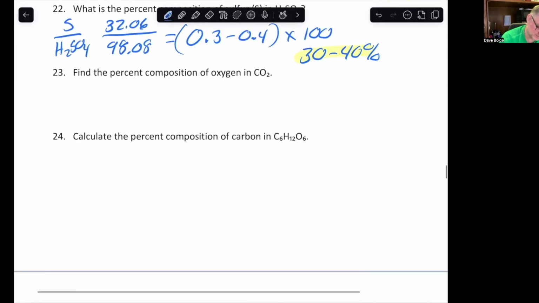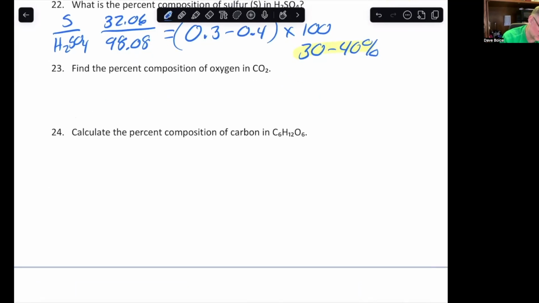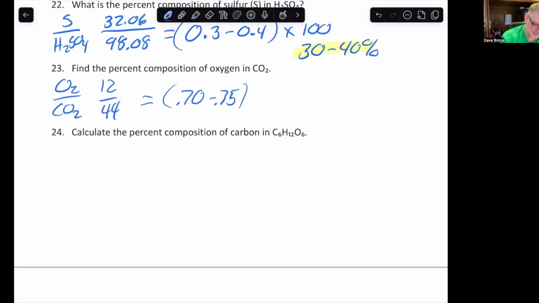Percent composition of oxygen in CO2. In this case, we've got 2 oxygens, so O2 divided by CO2, part over whole, is 32 divided by 44, which is going to equal 0.7 to 0.75, times 100 equals 70 to 75%.